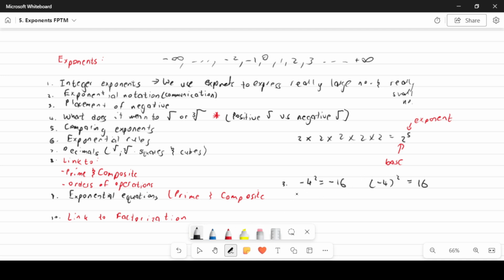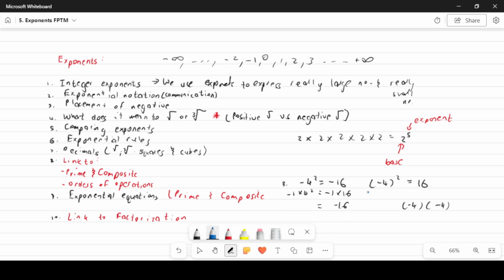You see here, it's effectively minus 1 times 4 squared, which is equal to minus 1 times 16, which is equal to minus 16. Here, it is minus 4 squared. So both the minus 1 is squared and the 4 is squared. That is why we get 16. Do you understand that? We're saying it's minus 4 times minus 4. There's no minus 1 that stands on its own. The square is applied to both the minus 1 and the 4. So minus times a minus is a plus. 4 times 4 is 16. This is what I mean by the placement of the negative.